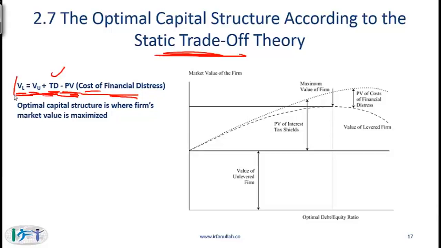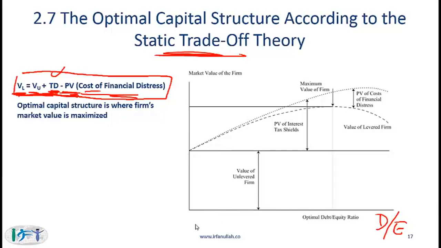So now, according to the static trade-off theory, this is the value of the firm. The value of a levered firm is equal to the value of an unlevered firm plus TD, which gives us the tax benefit associated with debt, minus the present value of the cost associated with financial distress. So now let's look at the graph. On the x-axis, we have the debt to equity ratio.